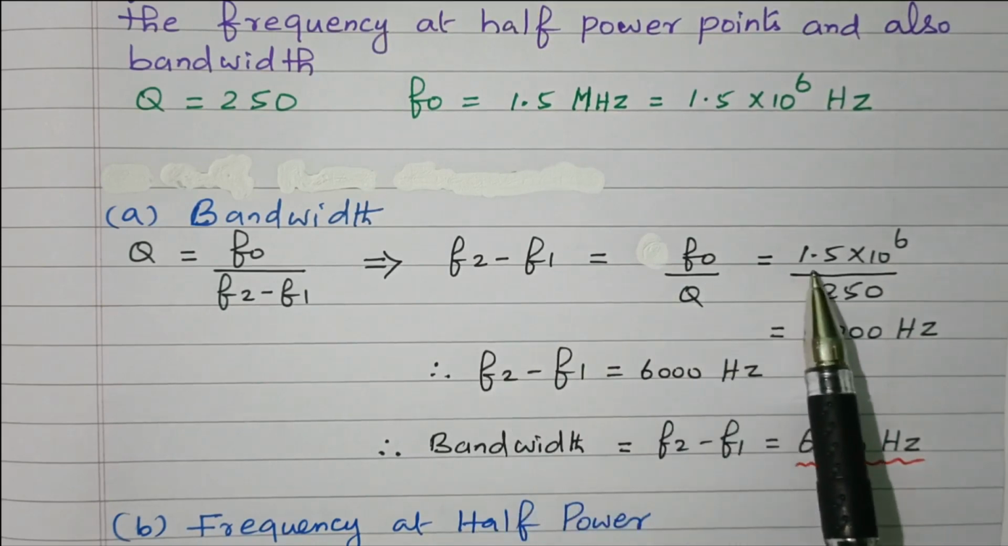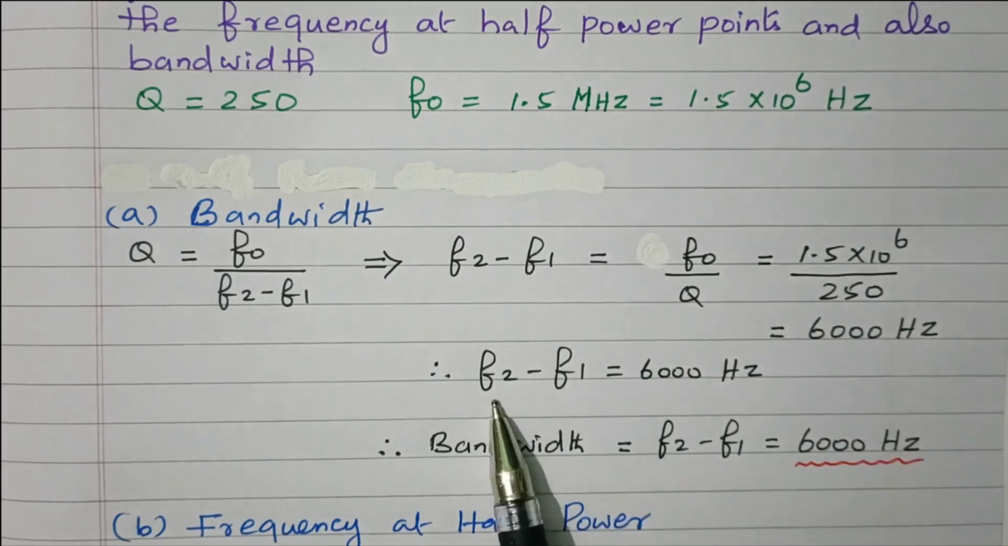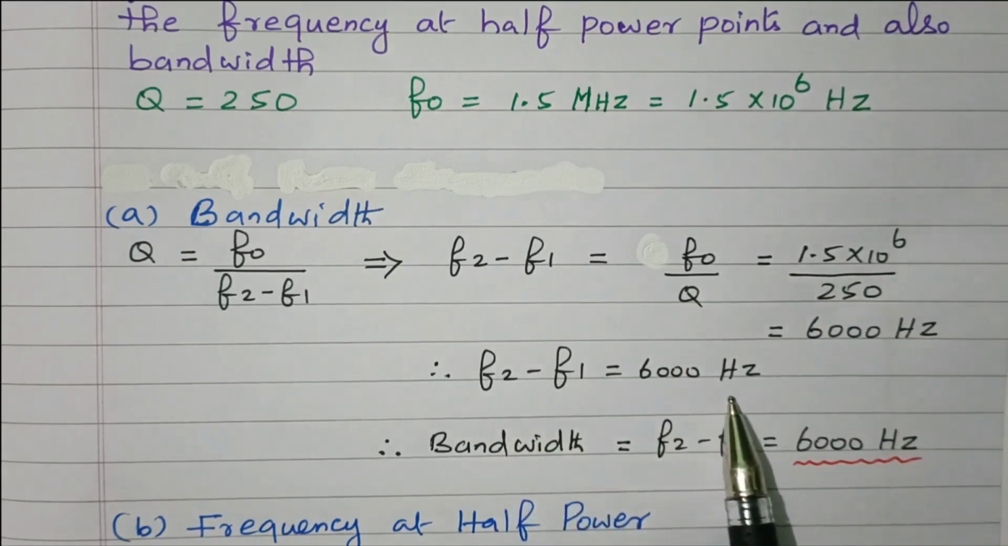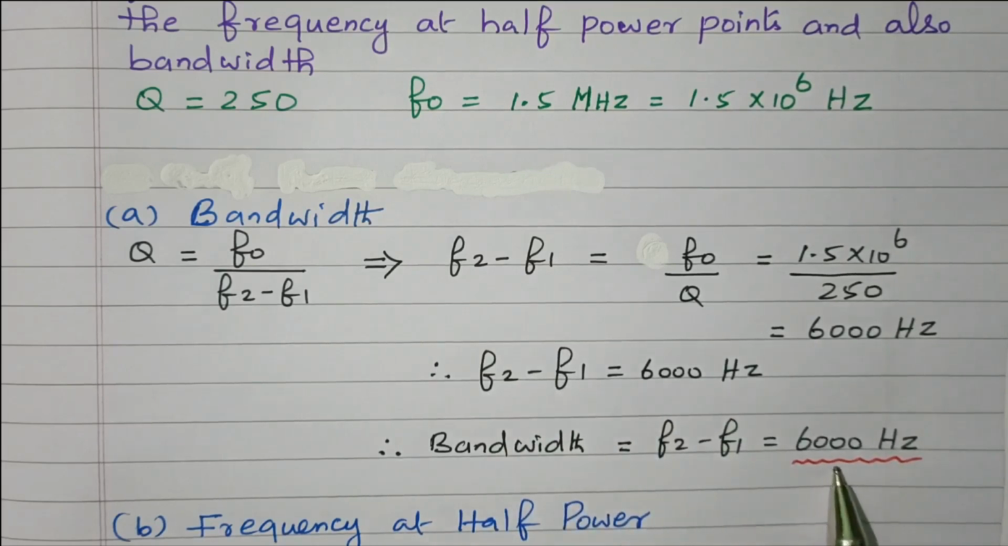So F naught value is given as 1.5 into 10 to the power 6. Q is given as 250. By simplifying we got 6000 Hz. So F2 minus F1 equals 6000 Hz. That is nothing but the bandwidth. Bandwidth equals F2 minus F1 equals 6000 Hz.